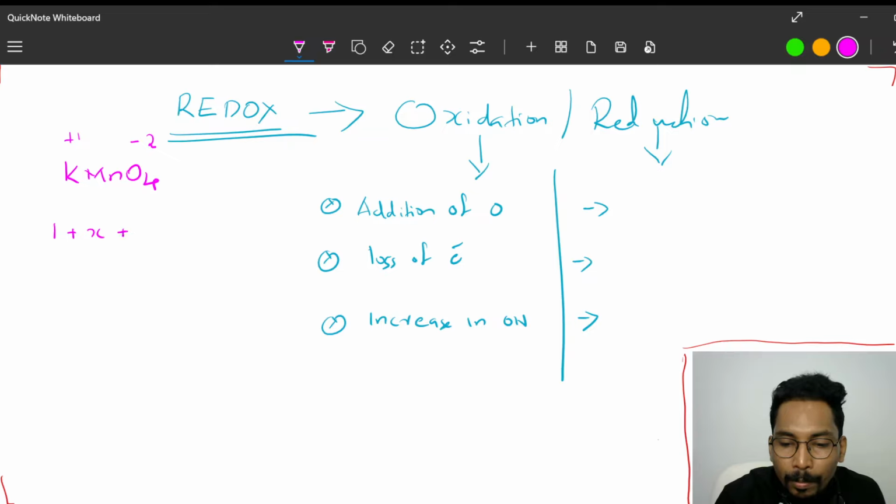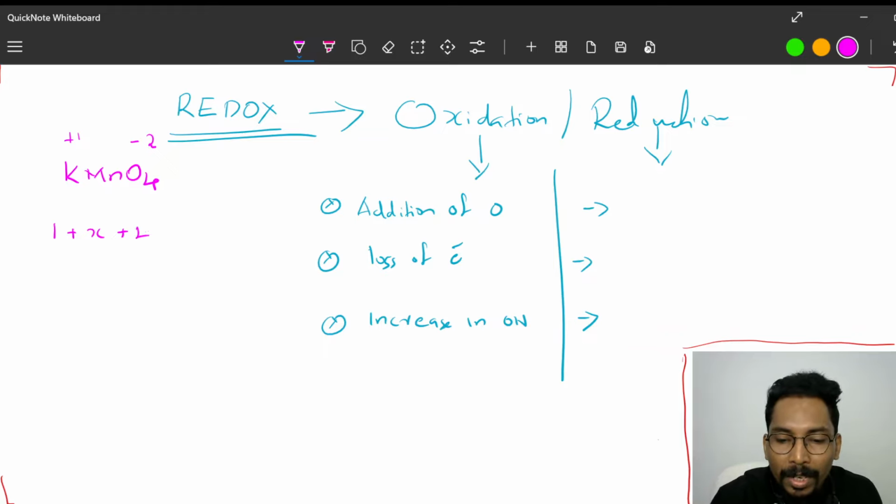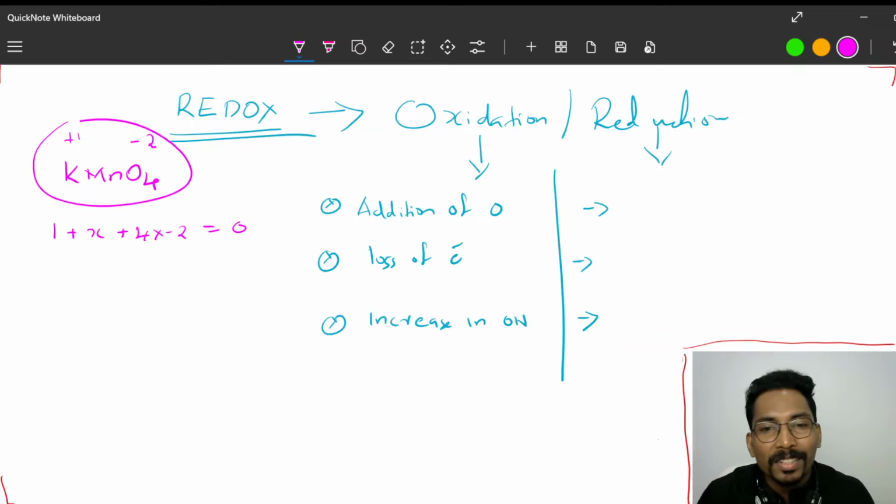X plus how many oxygen atoms are here? 4 oxygen atoms are here. So 4 times minus 2 is equal to 0. Why? Because this compound as a whole is neutral. There is no charge. As a whole, that is a neutral compound, so equal to 0. Now you can easily solve the value of x from this one.